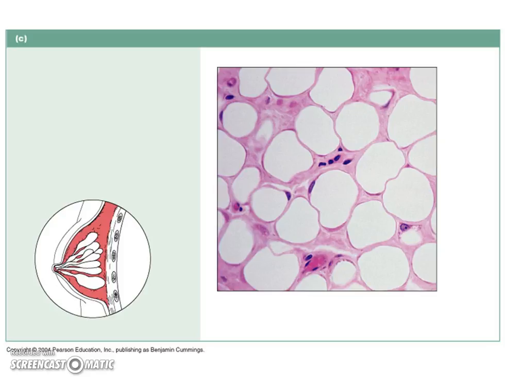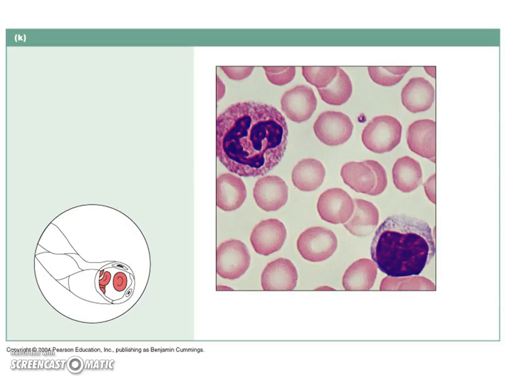Here's another loose connective tissue. You see those big white blobs that kind of look like marshmallows? Those are fat globules. This is adipose. It's loose because the fibers are all spread out away from the fat. You can't really even see them very well. So this is adipose. It is a loose connective tissue.